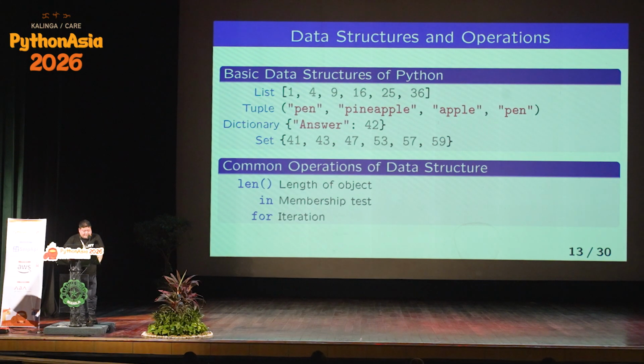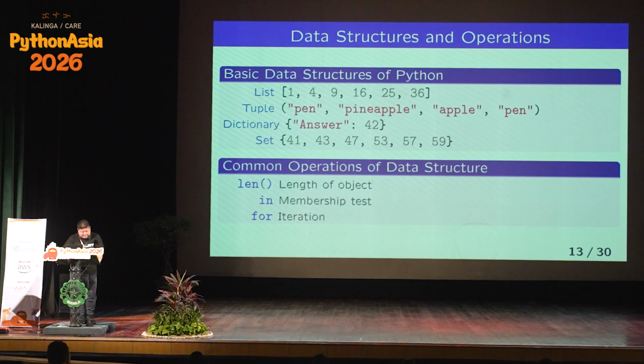Let's start with Python basic data structures. Python has 4 main data structures: list, tuple, dictionary, and sets. You all use them every day. These data structures share common operations. For example, the len function, the in operator, and the for statement.